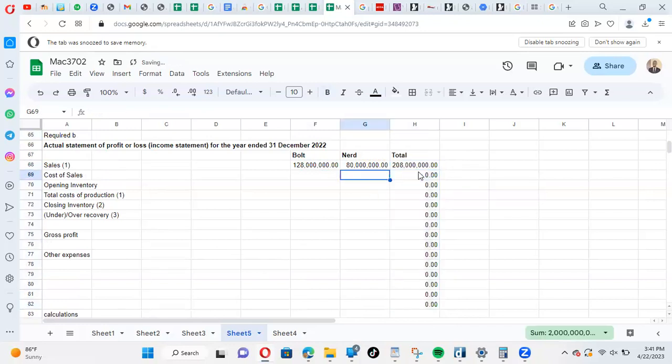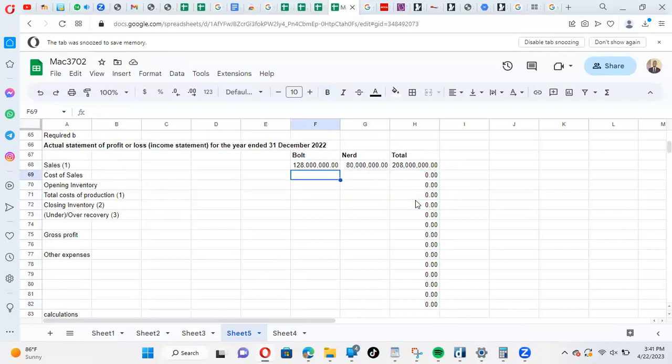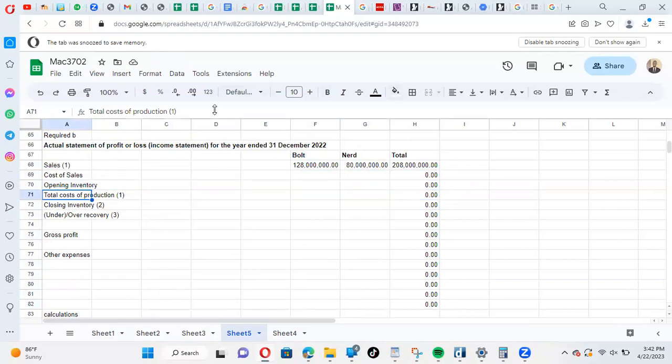Oops, no, not what I want. All right, so this is what we want. We are done with that first part and our referencing is okay. So let's look at our total production costs now.